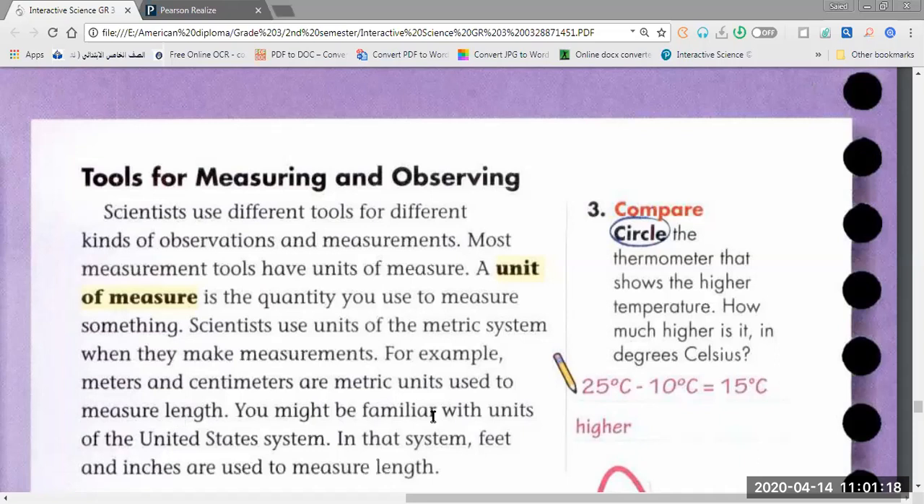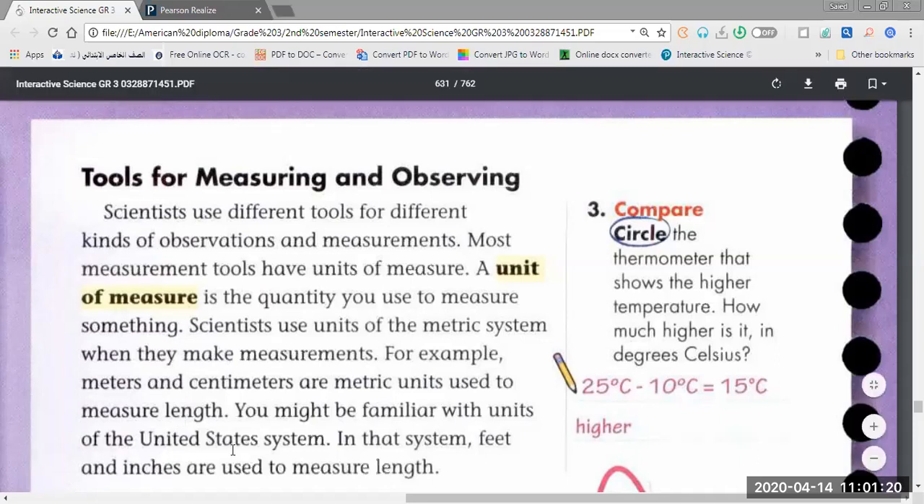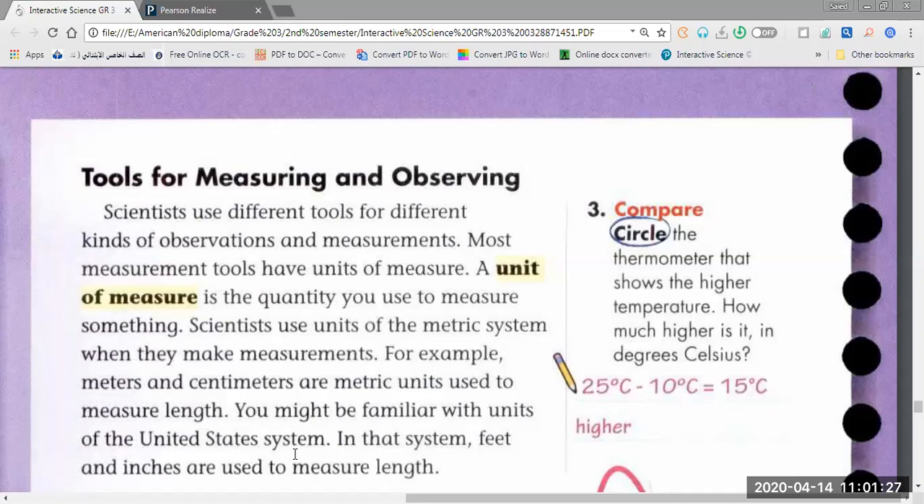You might be familiar with the units of the United States system. That means we have two systems we can use. We have the metric system and we have the United States system. In the metric system, for example, the units of measure for length are meter, centimeter, and kilometer. But the units of measure in the United States system are different. In that system, feet and inches are used to measure length.